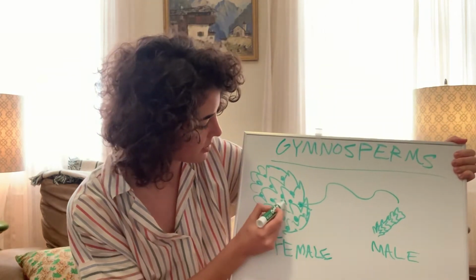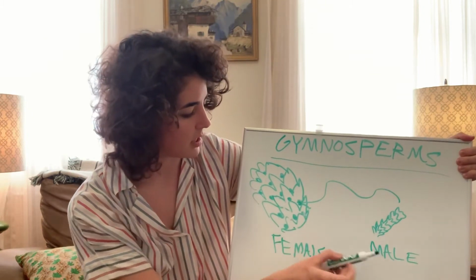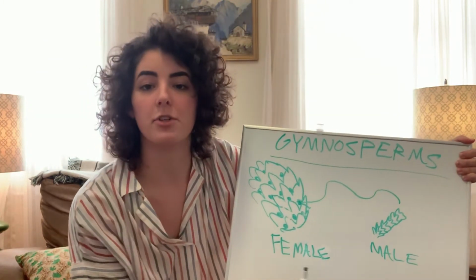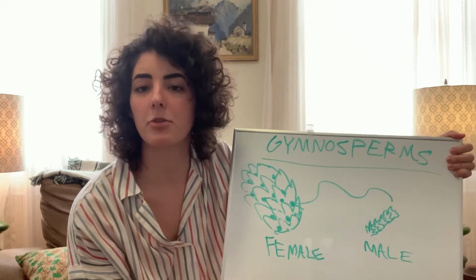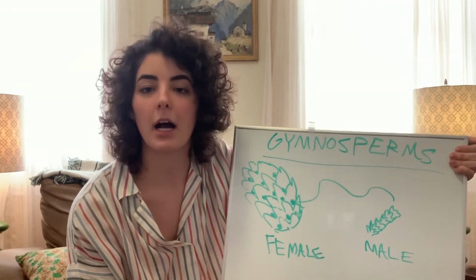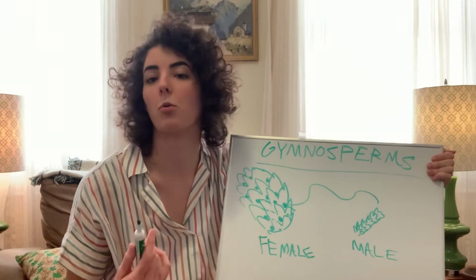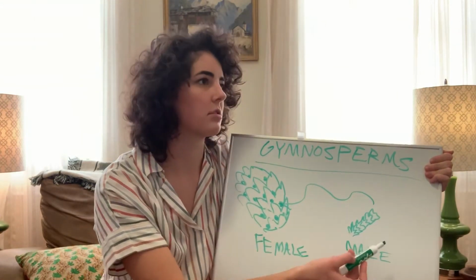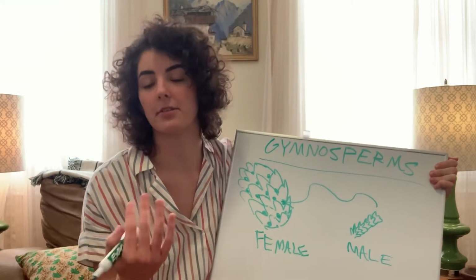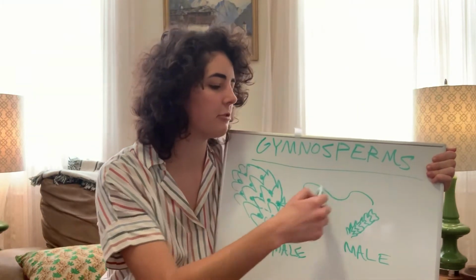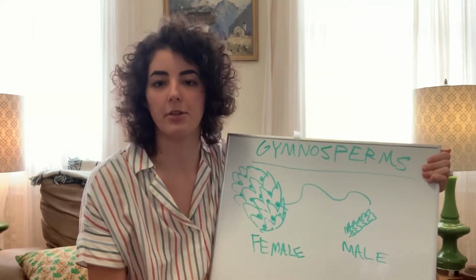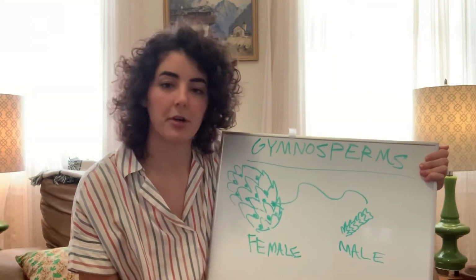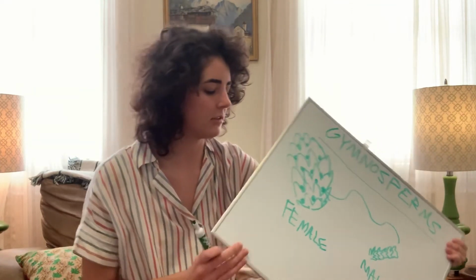So they produce their sperm and their egg in their individual cones. They eventually find one another, but they have to rely on wind or water to get them there. They don't have pollinators like angiosperms. So they rely on the wind to, by chance, take the pollen to the female cone and fertilize it. So that is gymnosperm reproduction.